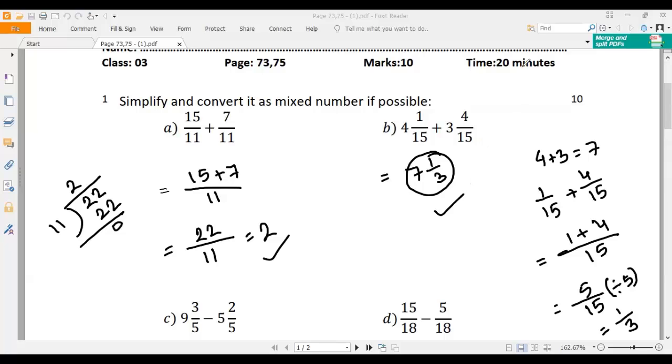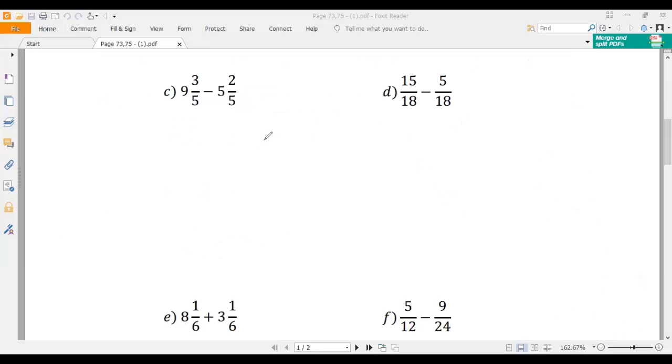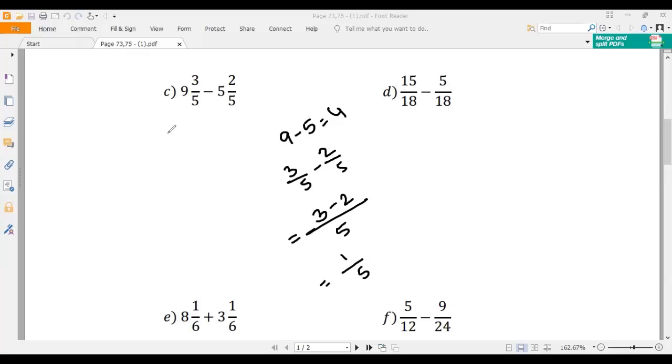Okay. Now number C. Number C says 9 whole 3 by 5 minus 5 whole 2 by 5. At first we have to subtract the whole numbers. 9 minus 5, that will be 4. And 3 by 5 minus 2 by 5. If both denominators are the same, then we have to only subtract the numerators. So 3 minus 2, that will be 1. 1 by 5. Simple. So our answer will be 4 whole 1 by 5, the final answer of number C.